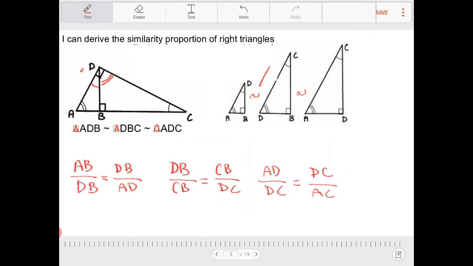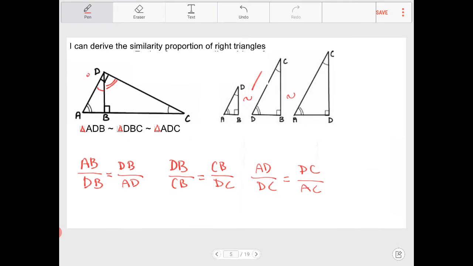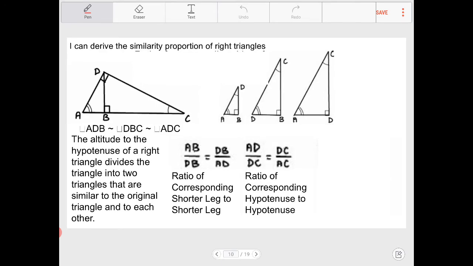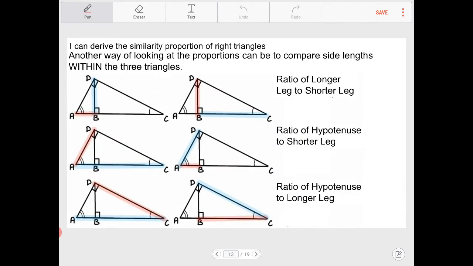So one more time, another way of looking at these three proportions set up. We finished this already. I just went through it. Another way of looking at it is, I can compare the ratio of the longer leg to the shorter leg. If I do this, I can do AB to DB is equal to DB to BC. That proportion is going to hold true. I can also compare the shorter leg to the hypotenuse, which is AC to AD to AB. And I can also compare the longer leg to the hypotenuse, AC to DC, as well as DC to BC.